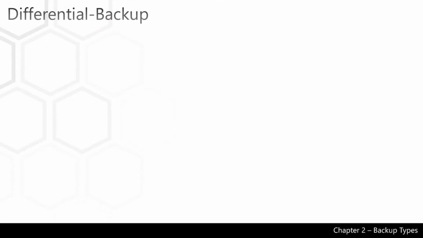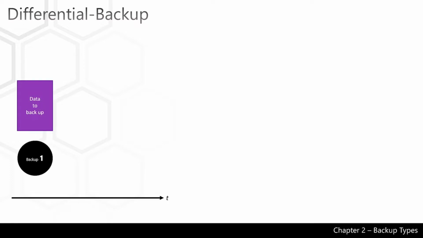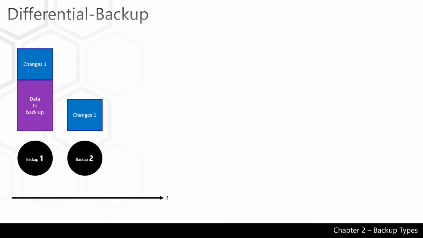With differential backups, we also have the timeline at the bottom. There's also some initial data to back up. And then we have the changes. And we will only back up the changes on the second backup. And then some more changes.